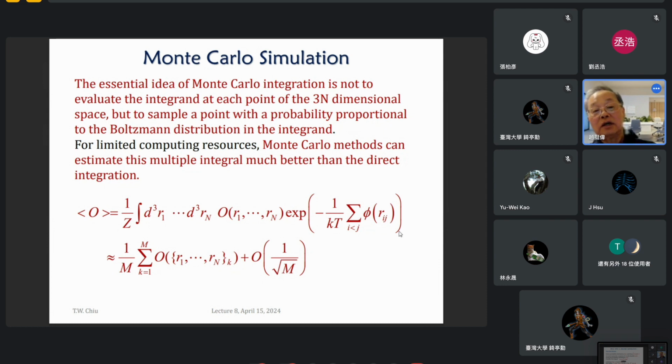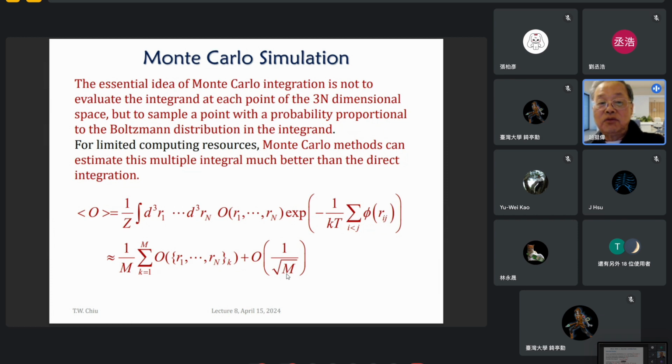So after I get these configurations, say R1 to Rn, with M configurations, I use each configuration to evaluate this observable, sum over them, and take the average. Then I get the expectation value of this observable. The more sampling you use, the more accurate the answer you get. The error is of order 1 over square root of M, where M is the number of samples you have. If you can afford more sampling, you get a more accurate answer with a smaller error.